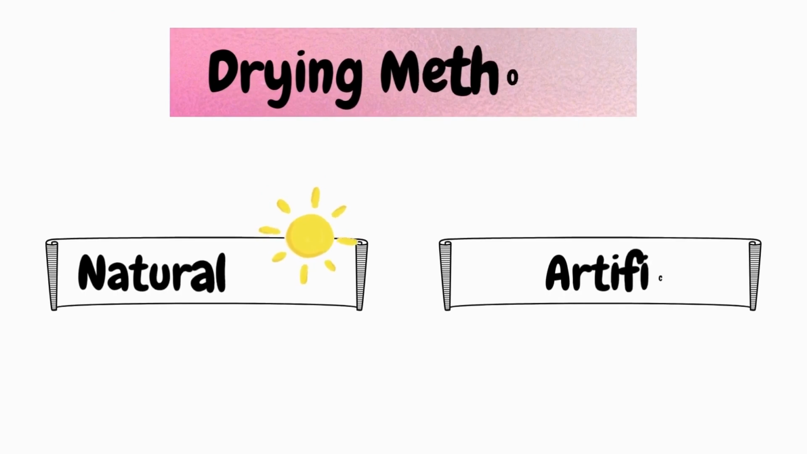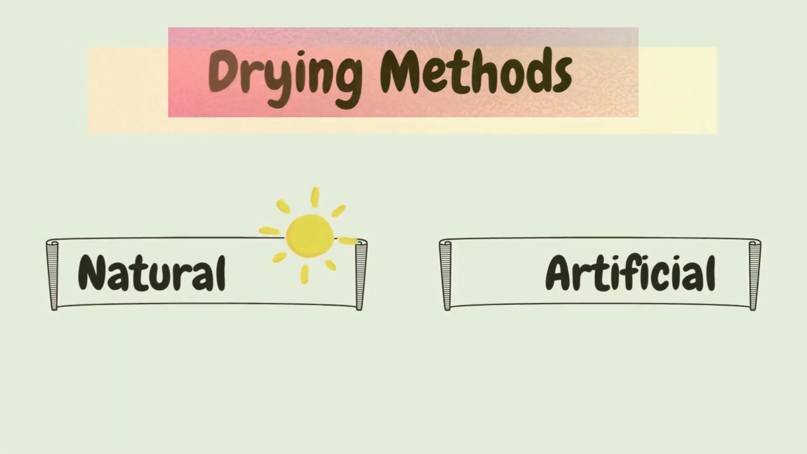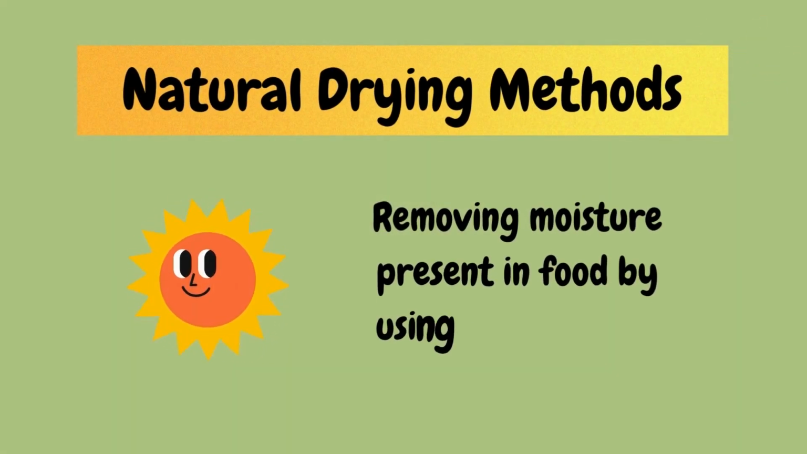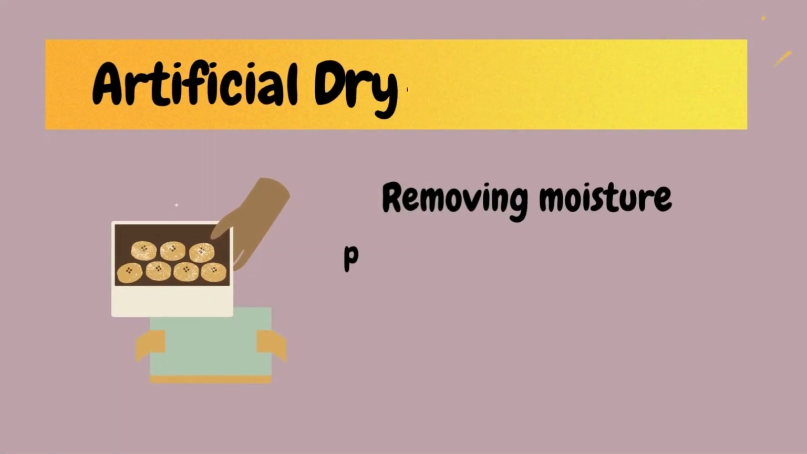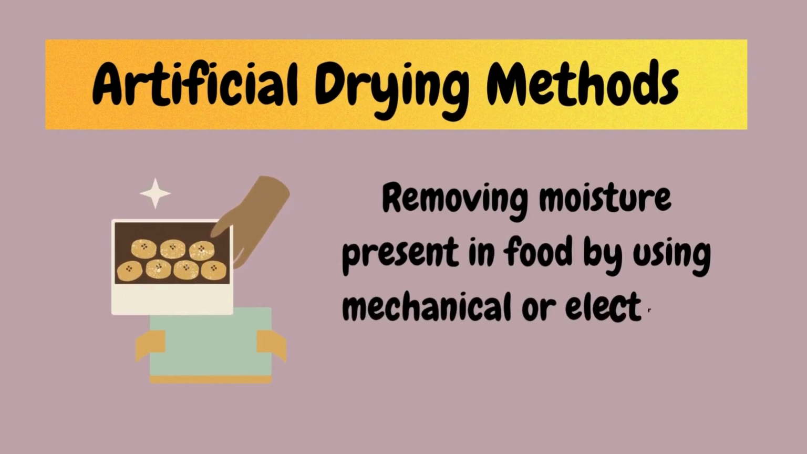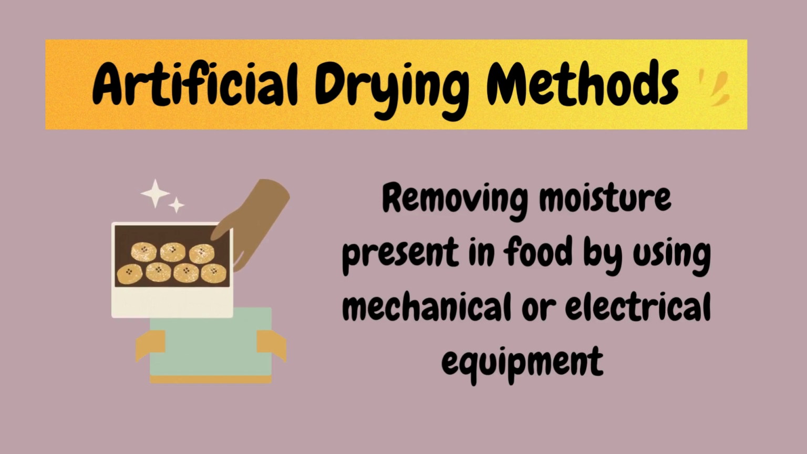Drying methods can be categorized as natural drying methods or artificial drying methods. In natural drying methods, we are removing moisture present in food by using solar energy. In case of artificial drying methods, we dehydrate the food by efficient removal of moisture by using mechanical or electrical equipment under controlled conditions like temperature, airflow, and time.